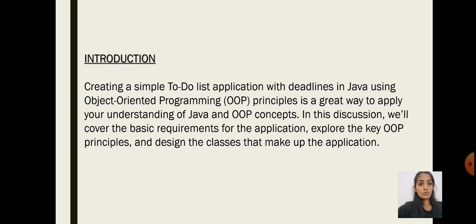Now we are going to give an introduction to the given topic. Creating a simple to-do list application with deadlines in Java using object-oriented programming principles is a great way to apply your understanding of Java and OOP concepts. In this discussion, we will cover the basic requirements for the application, explore the key OOP principles, and design the classes that make up the application.